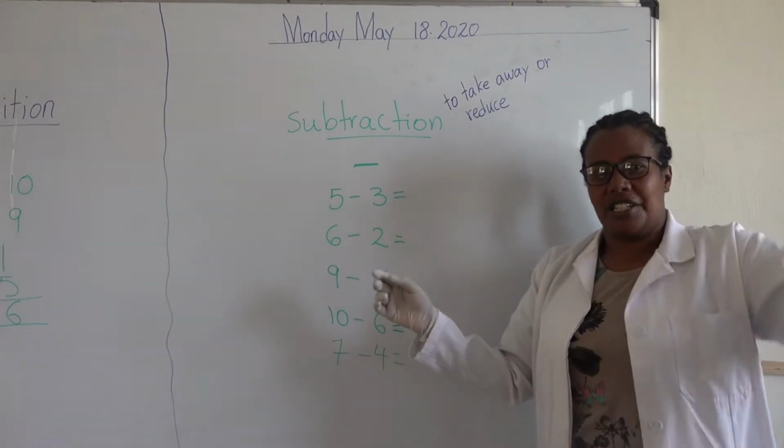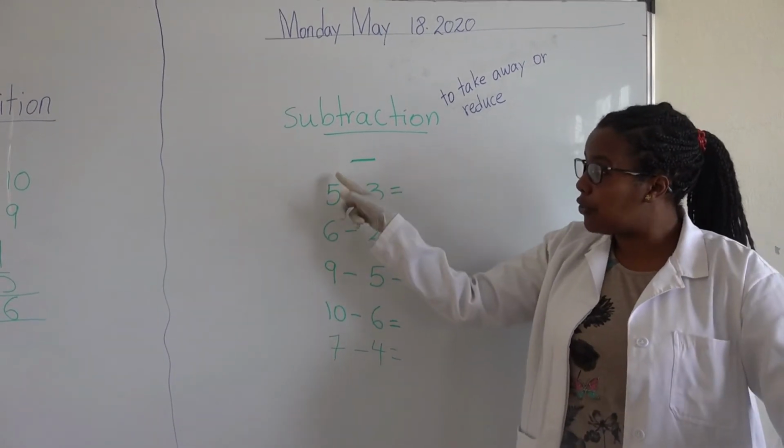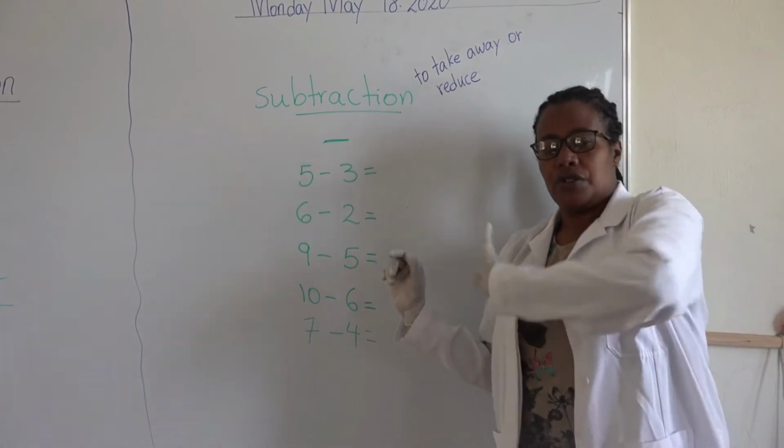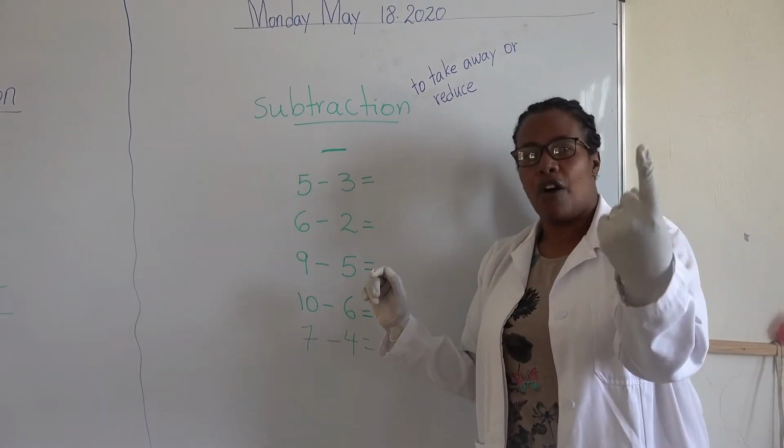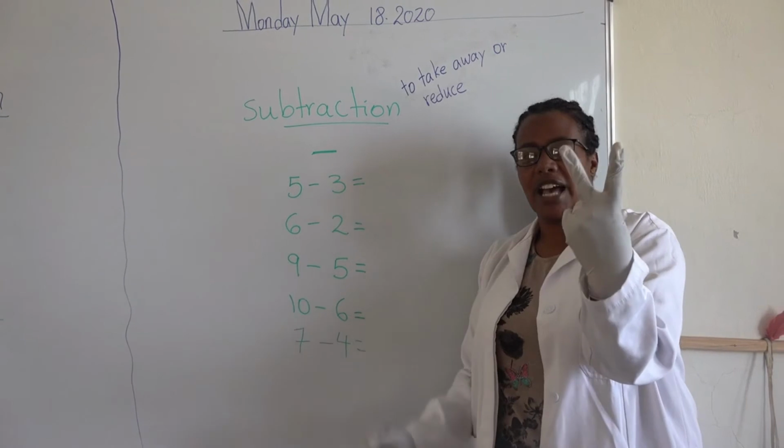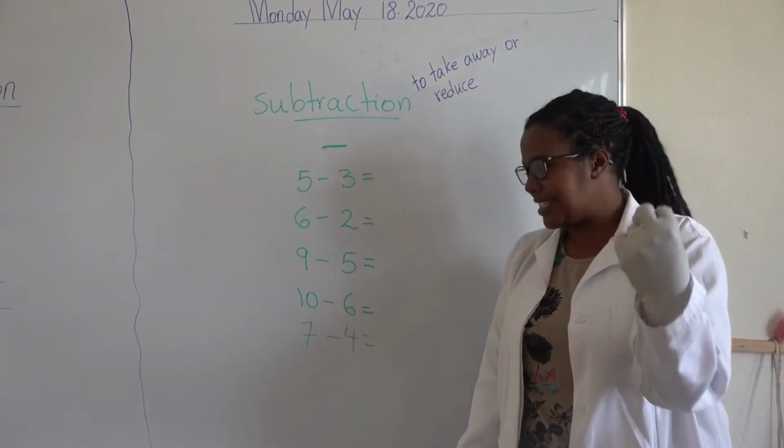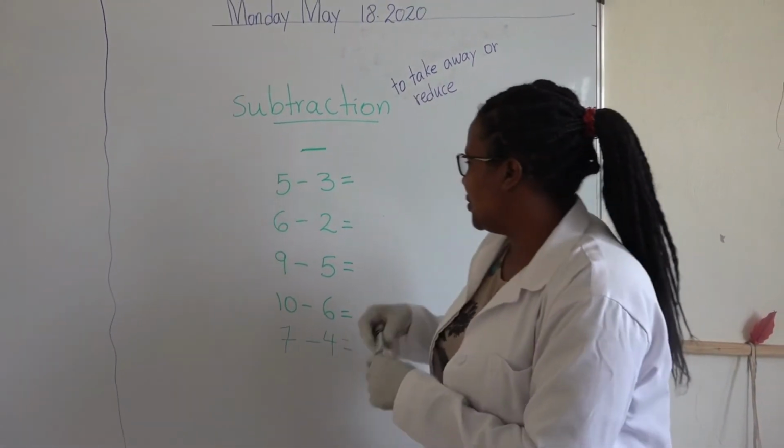Okay. 3, we will count up to 5. Let's throw 3: 4, 5. The answer is? Excellent. The answer is 2.